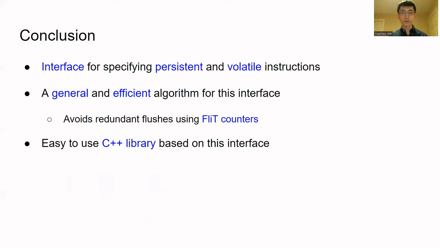So in conclusion, we introduce a higher level programming interface where the user specifies which instructions need to be persisted. We also present a general and efficient implementation of this interface. And the idea is to avoid redundant flushes using FliT counters. And finally, we wrap all of this into an easy to use C++ library.